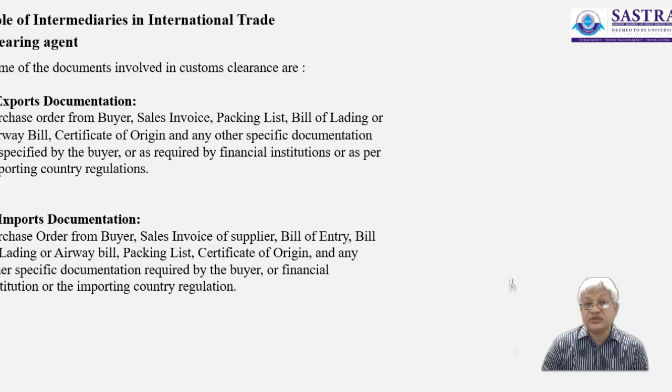So, most of these documents we have already covered. Now, look at the import documentation. The documents involved in customs clearance for imports are the purchase order from the buyer, the sales invoice of the supplier, bill of entry, we have discussed this already, bill of lading, obviously, packing list, certificate of origin, and any other specific document required by the buyer or financial institutions of the country. So, these are the important documents that have to be looked into by the clearing agent.